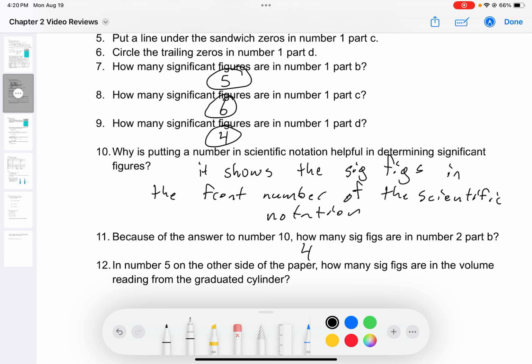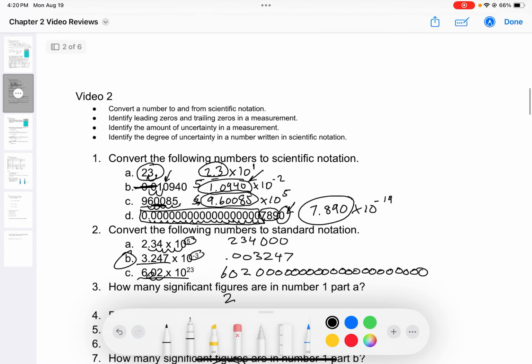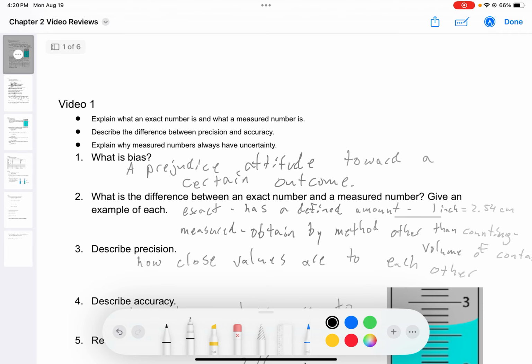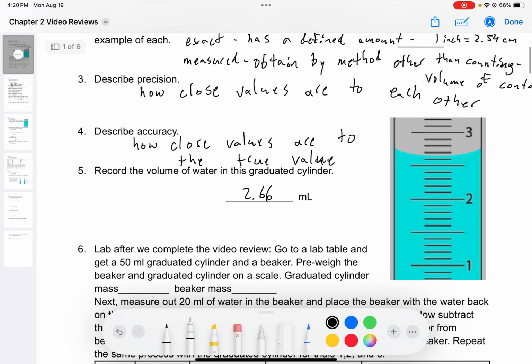Number 12 says, in number 5 on the other side of the paper, how many sig figs are in the volume reading from the graduated cylinder? So we're actually going to go back to the video 1 review, and it said in number 5 on the other side of the paper. So here's number 5 on the other side of the paper.